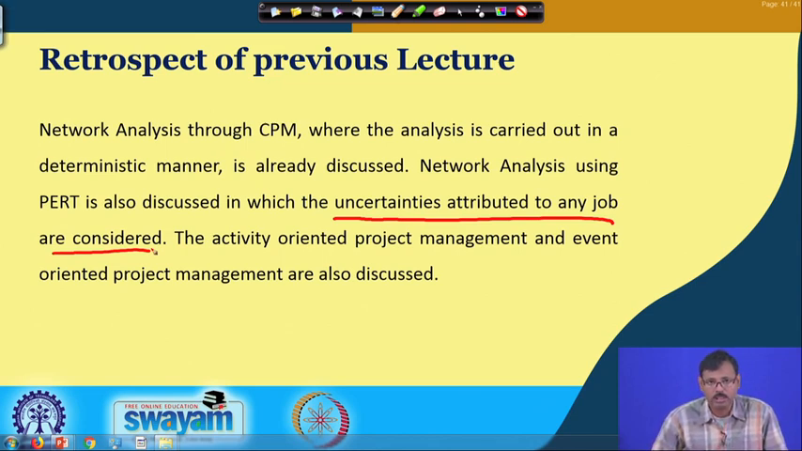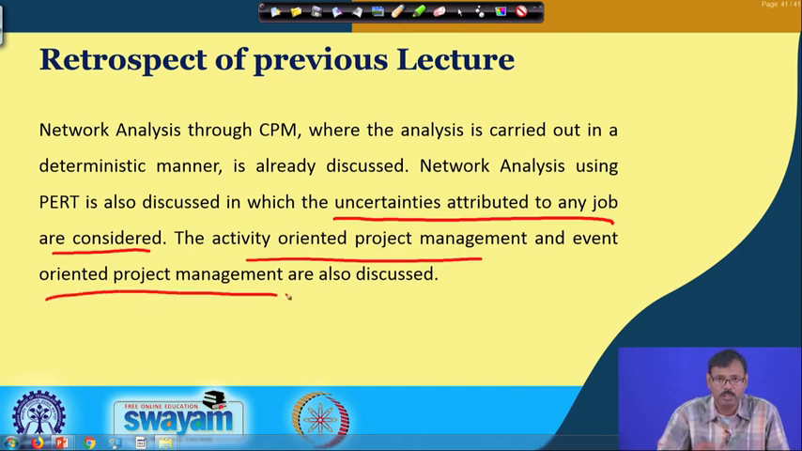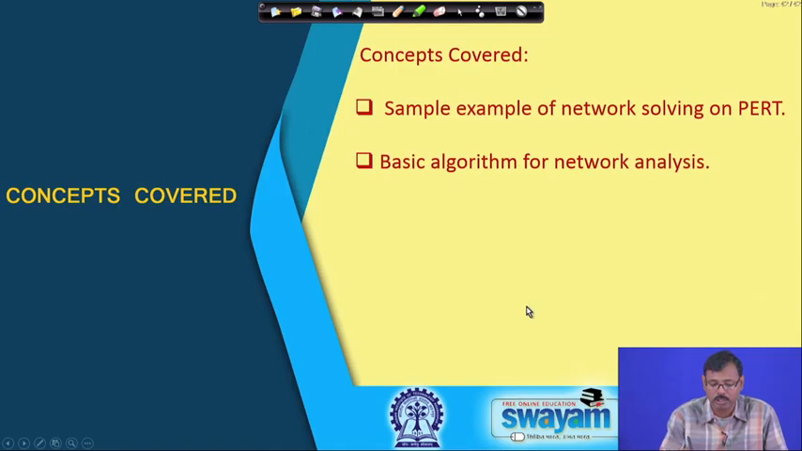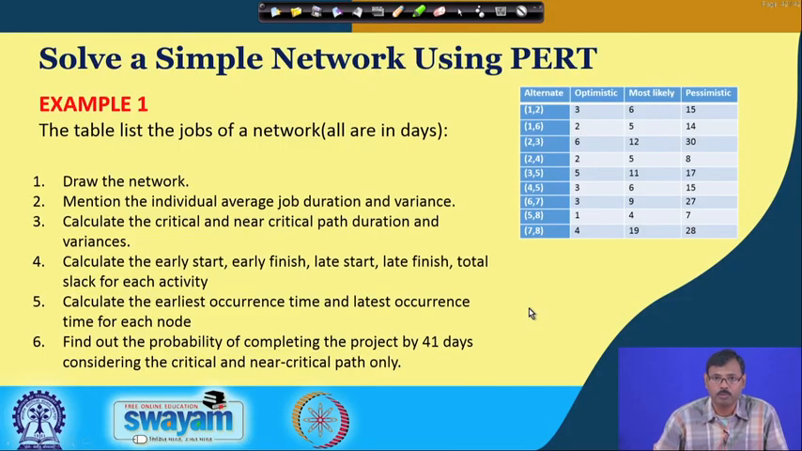And we have discussed in our last class activity oriented project management and event oriented project management, so that instead of having the progress on a particular job, we can consider the early starting of the job or the completion of the job as the event oriented project management. This we have already discussed, and at this stage you can consider the complete syllabus is covered. So, basically we are summarizing this with a big example, so that you can calculate your program evaluation and review technique for network analysis.